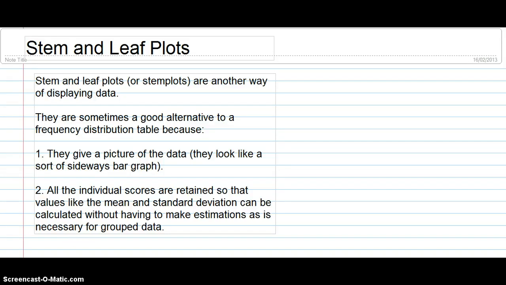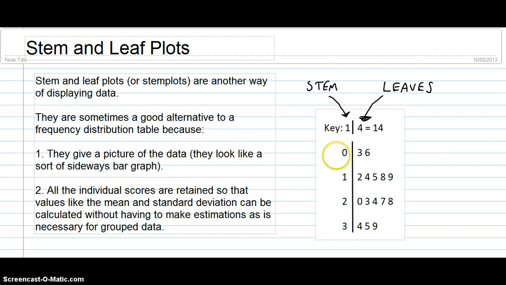Alright, in this lesson we're going to look at stem and leaf plots. These are another way of displaying data, and sometimes they're a good alternative to a frequency distribution table because there's a stem and leaf plot over here which gives a kind of picture of the data. If you look at it sideways, it kind of looks like a bar graph.